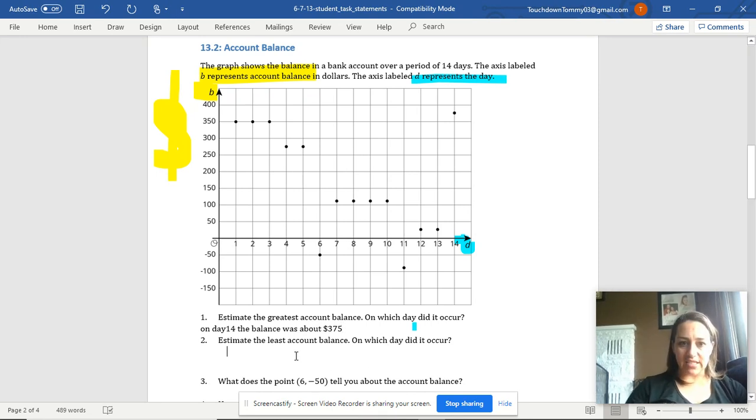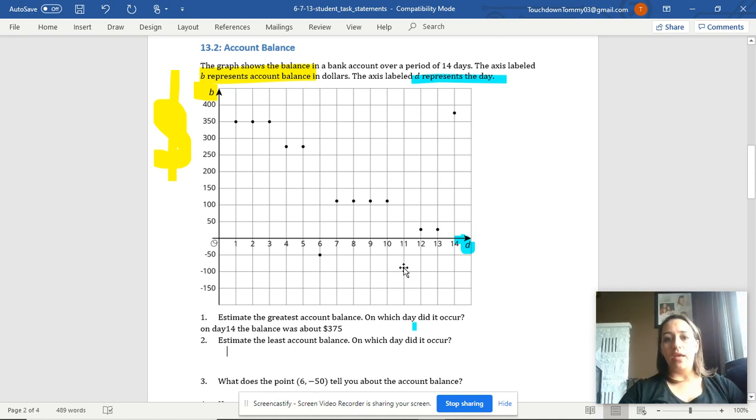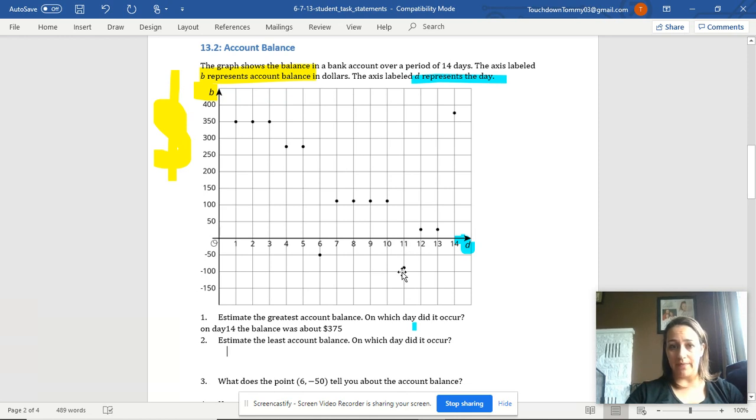Then we're asked to estimate the least account balance and on which day. Same question, we need a dollar amount and a day, but now we're looking for the least, so I'm going to look for the lowest point. We've got these 2 points which are low, but we actually have a couple things down here in the negative as well. The one that's actually the least is way down here below that axis line, and it falls below the 11th day.